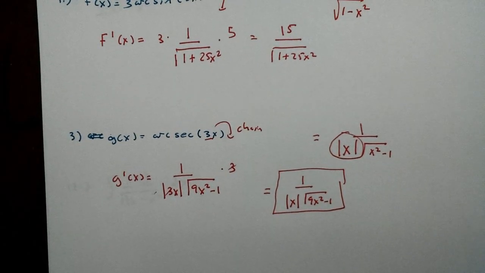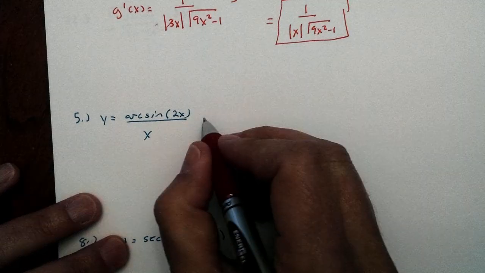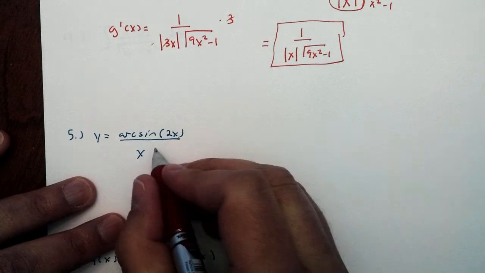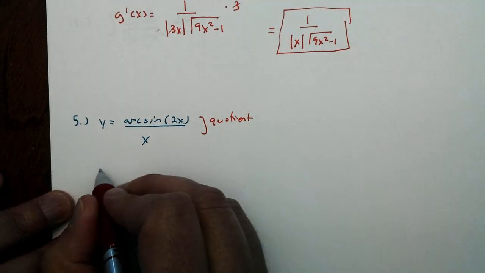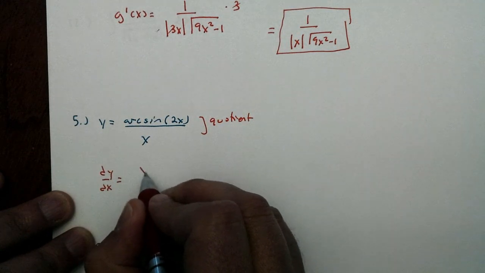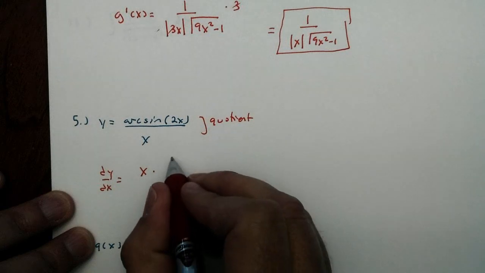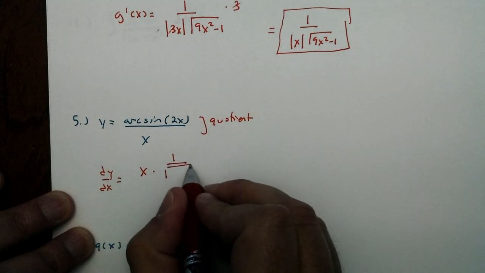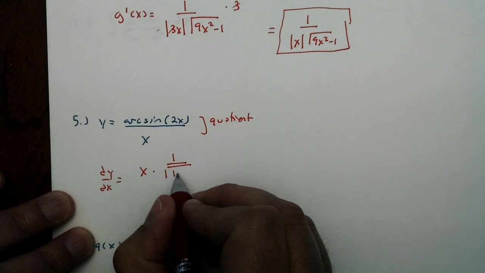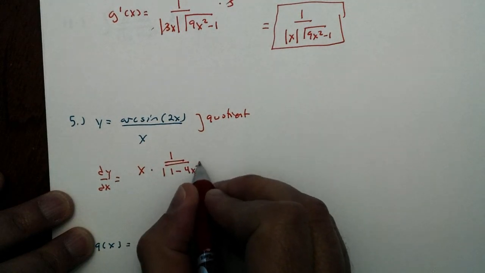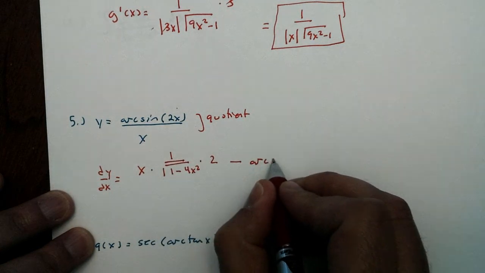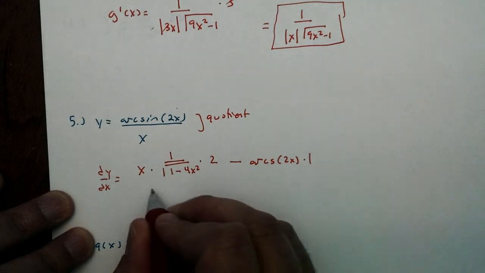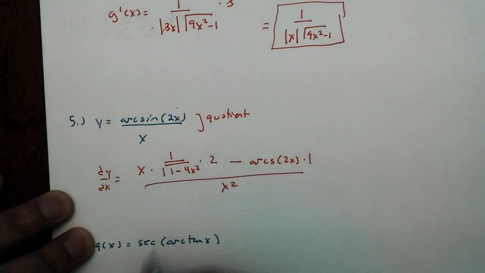All right, number 5. Let's take a look at another one. In this case, we do have our arc sine, which we saw the rule for up here. But notice we're also dividing by x. This is our quotient rule. So we're going to take the derivative: dy dx is low times the derivative of the top, which is 1 over the square root of 1 minus 4x squared, times, chain rule, 2, minus the top, arc sine of 2x, times the derivative of the bottom, all over the bottom squared.